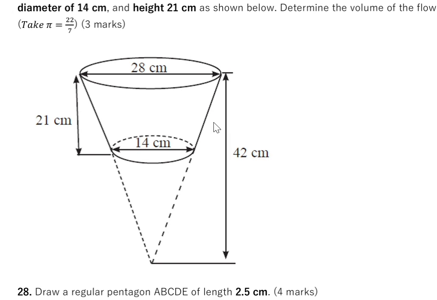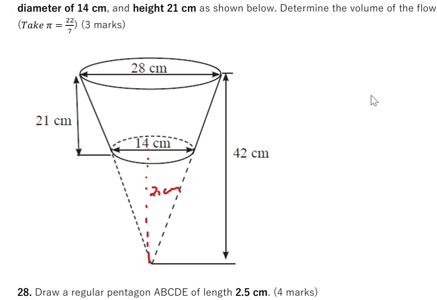So we draw a straight line from here to here, maybe the height of this removed cone. You can see from here to here is 42, from here to here is 21, and therefore the height is 42 minus 21, the height is 21 centimeters.